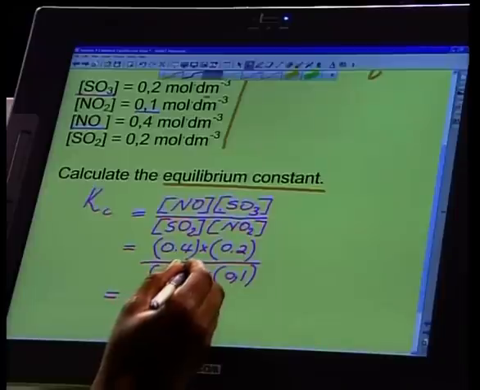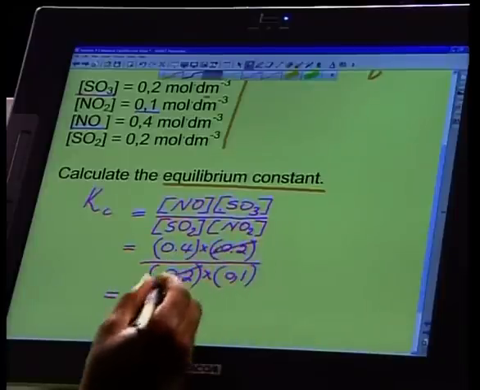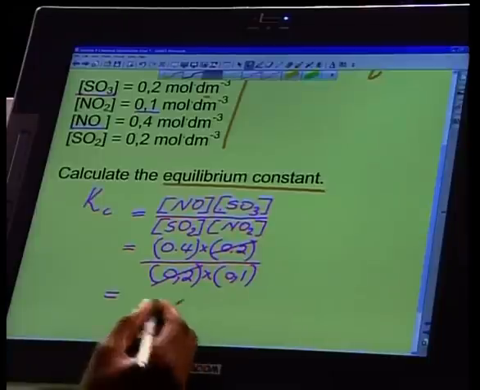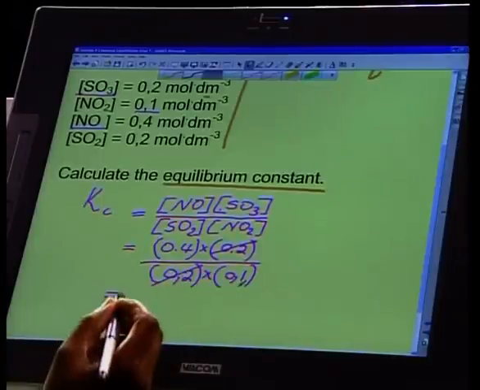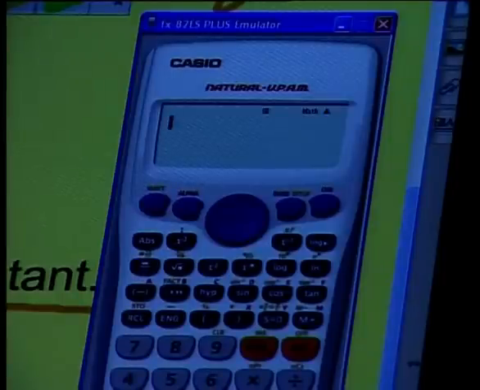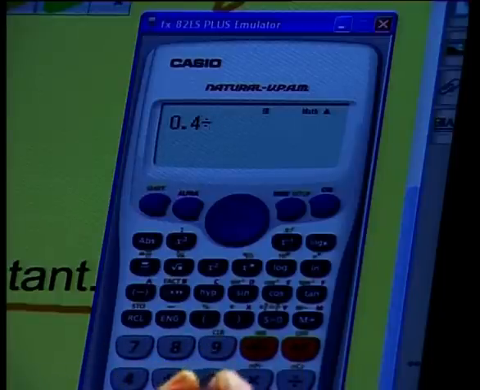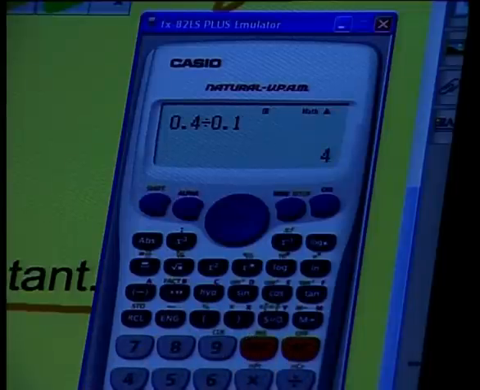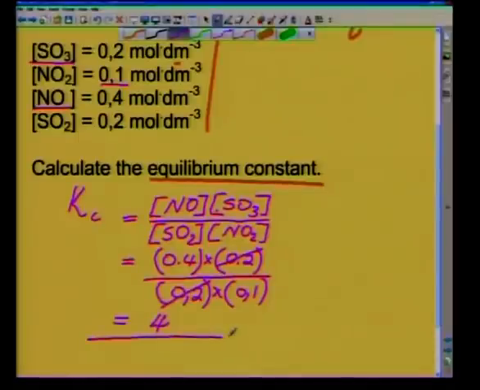Okay, and I can quickly find the answer here. Look at it. Mathematically, I know that 0.2 and 0.2 is going to cancel out. So basically, the answer here will be given by 0.4 divided by 0.1. Right, so let's use a calculator to find out what is 0.4 divided by 0.1. This is what you will be using, of course, in your exams and even in your practice work. So 0.4 divided by 0.1, what is the answer? The answer is 4. So the Kc value for this chemical reaction is 4.